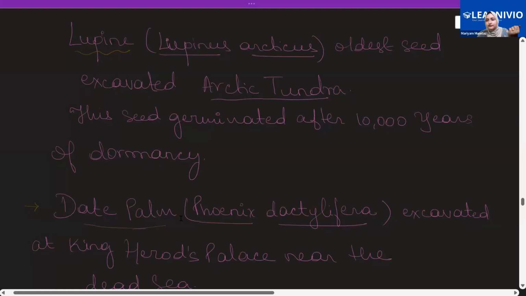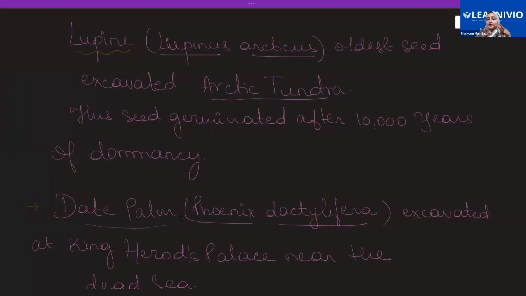Is it because of the layers which are protecting it? It's because of the dormancy. Dormancy is like a period of inactivity. But at that time there were no lupine plants, because they germinated now? There was a lupine plant, but then its offspring did not germinate at that time.